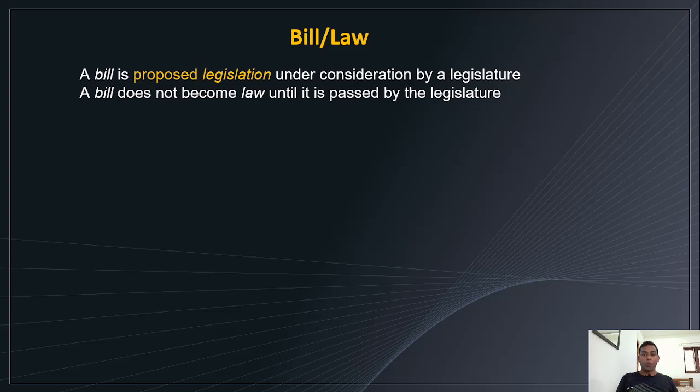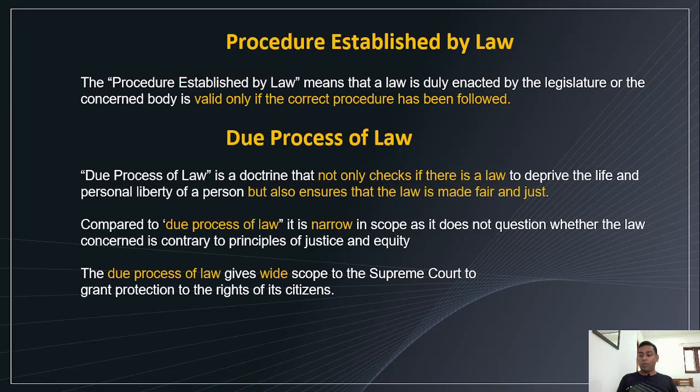Bill and law. Then there are two important concepts: procedure established by law and due process of law. In India, we follow procedure established by law, but in US it is due process of law. Let's look at what procedure established by law is. It means that the law duly enacted by the legislator or the concerned body is valid only if correct procedure has been followed. That is, it has more emphasis on whether we follow the correct procedure or not.